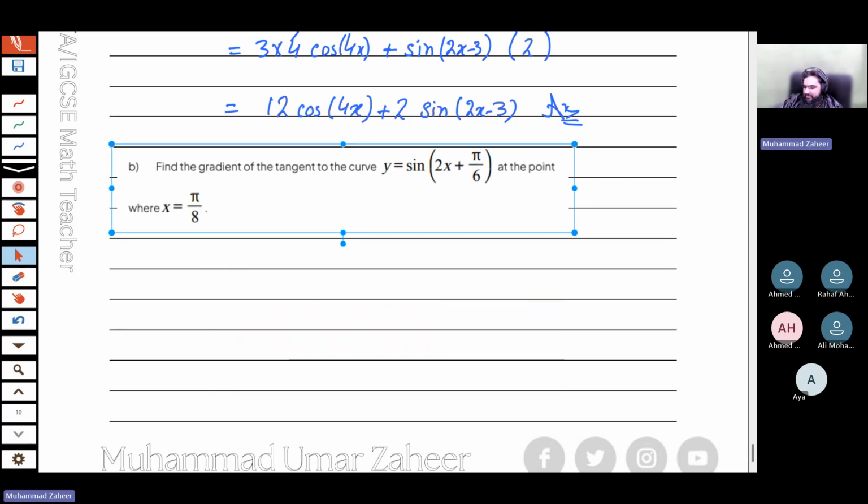For example, if you have a function: find the gradient of the tangent to the curve y is equal to sine of 2x plus pi over 6 at the point x is equal to pi over 8. We need to find the gradient, so we need to find the gradient function. So take the derivative, it will be dy by dx. The derivative of sine is cos.